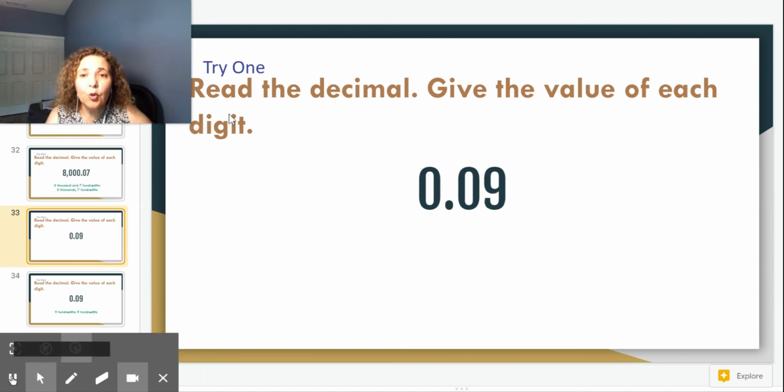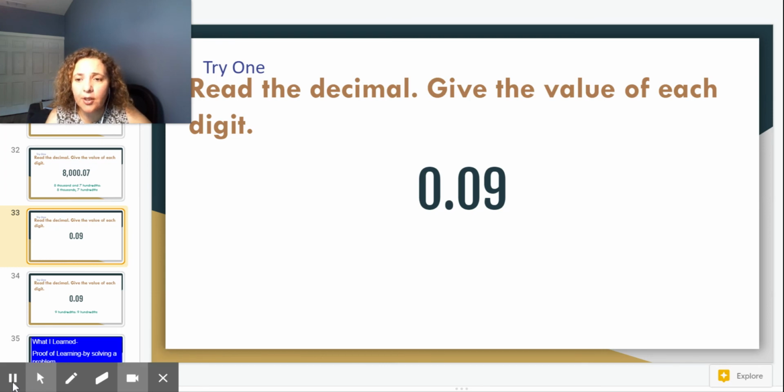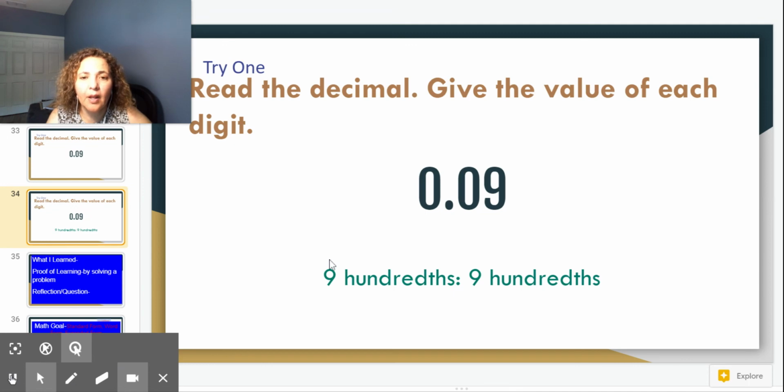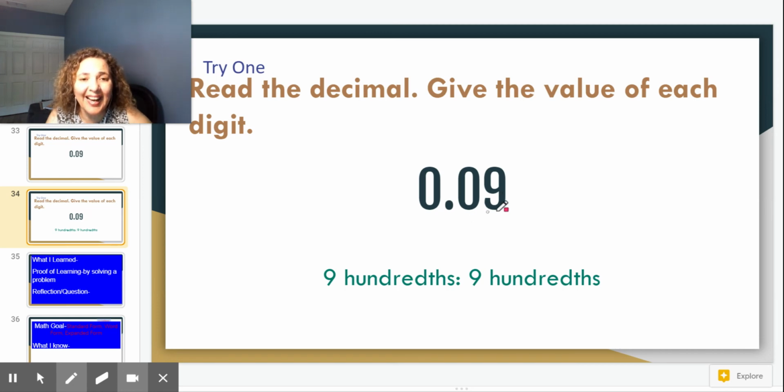All right, try this one also. Read the decimal and give the value of each digit. All right, so I don't have anything in the ones, right? So I don't say anything. I don't have my and because there's nothing there. I just have a decimal and it's in the hundredths spot. So you say 9 hundredths because it's in the hundredths spot and it's worth 9 hundredths.